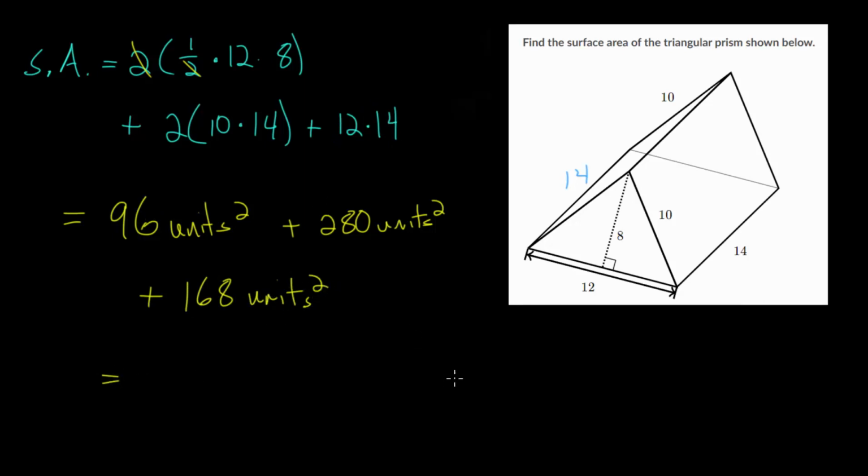Now we can add all three of them together to find our total surface area. And when you add all of these together, your total surface area would be 544 square units. Since we weren't given a specific unit, we can just call this square units. And since we are talking about the total area, we're not talking about the volume, how much space the inside takes up, we know it should be square units rather than cubic units.